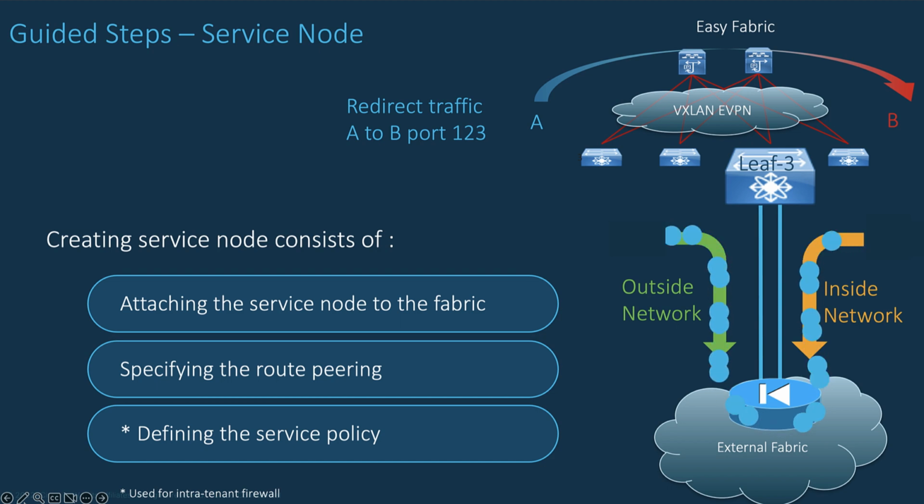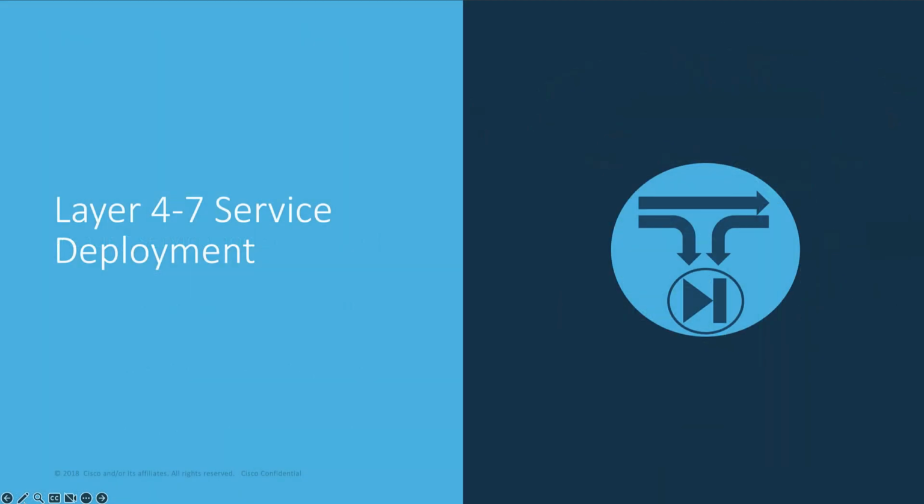The tenant edge firewalling does not need layer 4, layer 7 service policy. You only need to create a service node and route peering for inter-tenant firewalling. Let's talk about the demo.